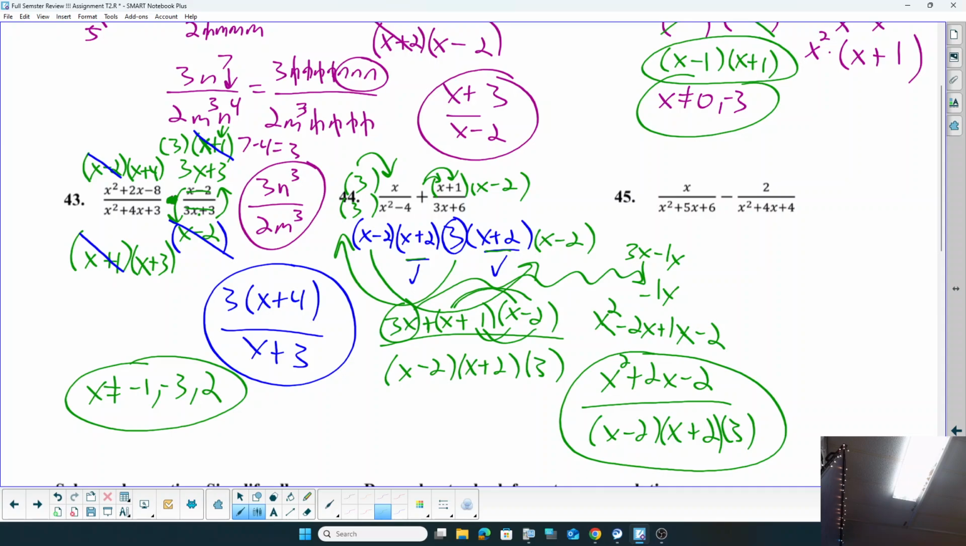Okay, there's our answer. So I'm not going to do this one again, but that's the same as 45. It's the same kind of concept. Just watch out for the negative 2. Distribute it.